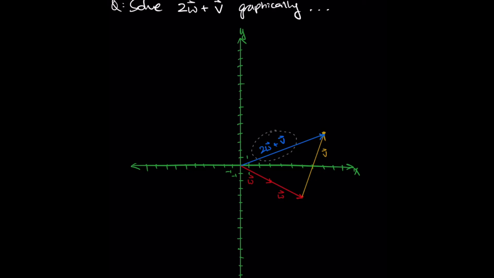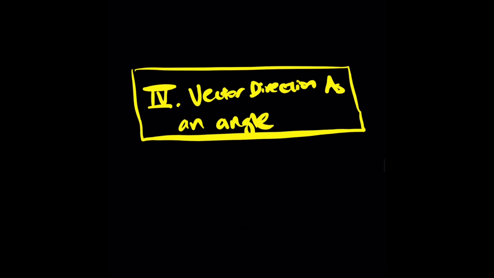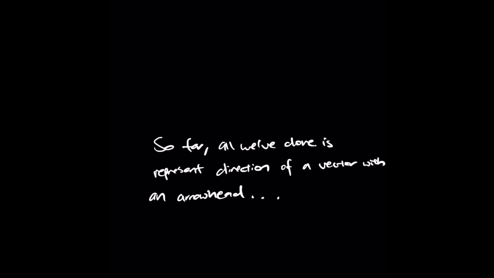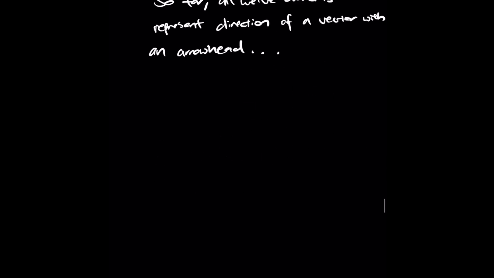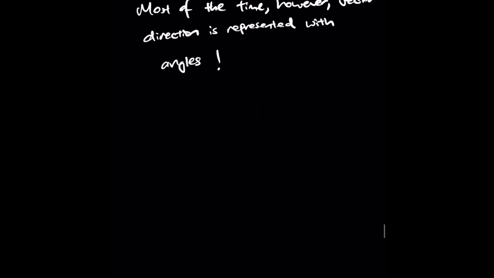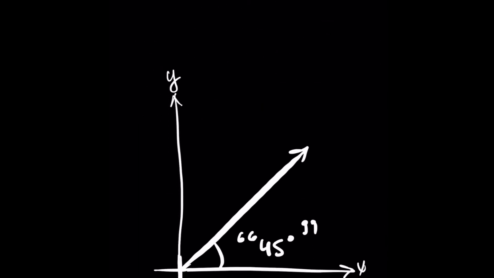Now let's amp up the level of difficulty by incorporating angles into vector directions. So far, all we've done is represent direction of a vector with an arrowhead, like this. However, that's not the case most of the time. Vector direction is often represented by angles, such as the example here, where this is the vector and this is the angle of the vector, hence indicating the direction the vector is heading.